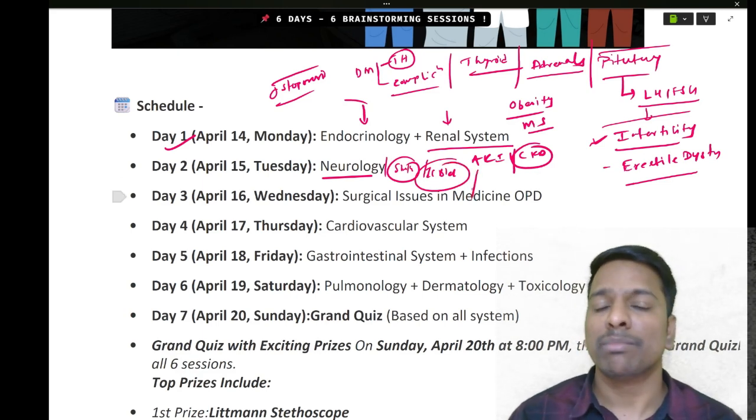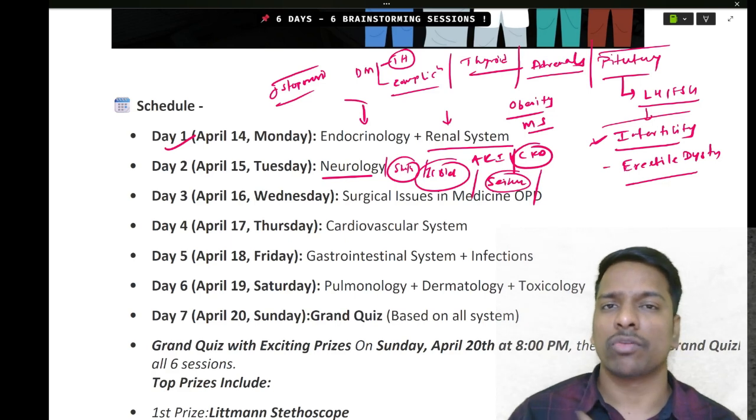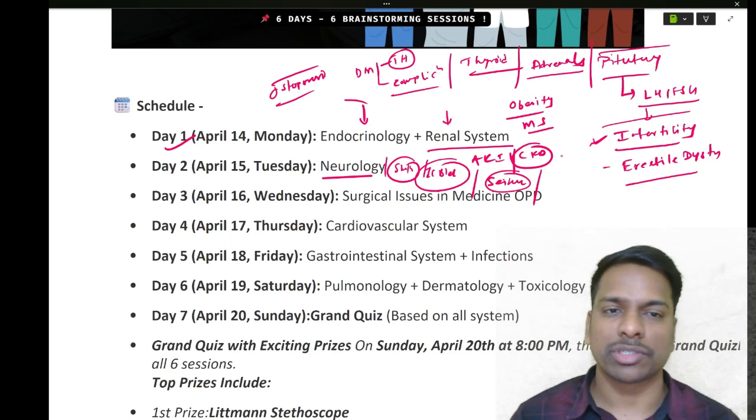Because this is not an OPD issue, this is an emergency issue. More important for OPD are seizures or epilepsy. How to manage epilepsy patients, when to start an antiepileptic after one unprovoked seizure or one provoked seizure. All these things we're going to discuss.